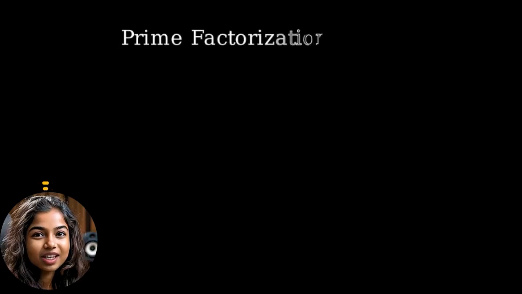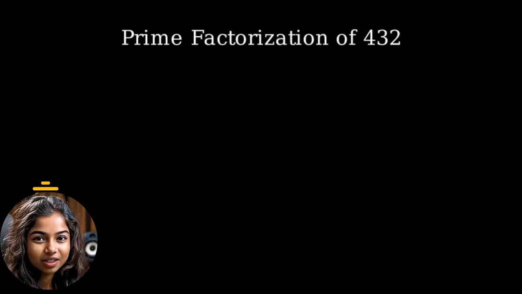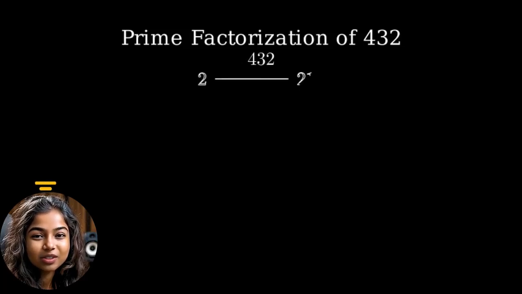Let's solve this step by step. We need to express 432 as a product of prime factors. To find the prime factorization, we'll divide 432 by the smallest prime number that divides into it evenly and continue this process until we can't divide any further. Let's begin with 432. First, let's divide by 2 since 432 is even.